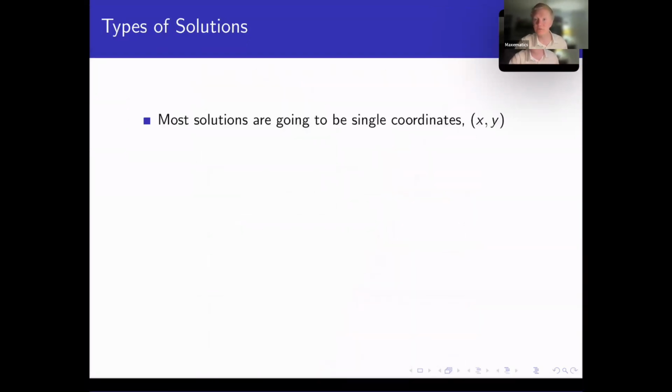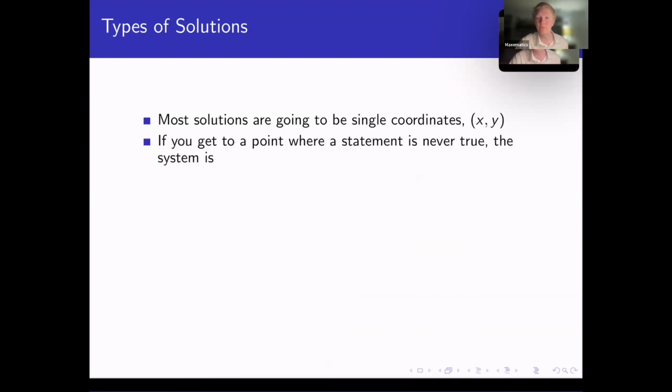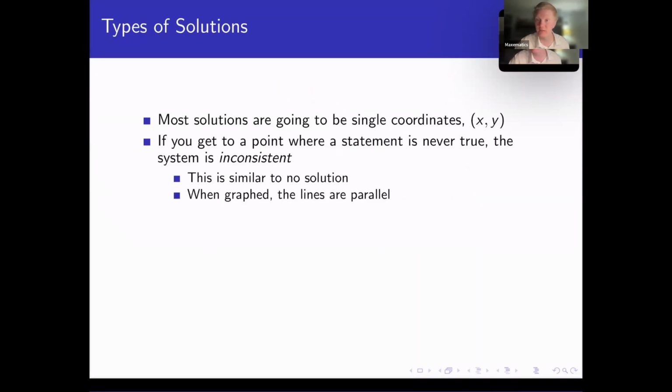Okay, so we have some types of solutions we can also get. Most solutions are going to be x comma y's, but you could get to a point where a single statement in your system is never true. In that case, the system is what we call inconsistent. Oh, that sounds familiar to how we've solved equations and inequalities in the past. This is similar to no solution, and when graphed, these lines are parallel. So if you get an inconsistent system, it means that the lines are parallel and they never meet. Well, if they never meet, you can't have a solution.